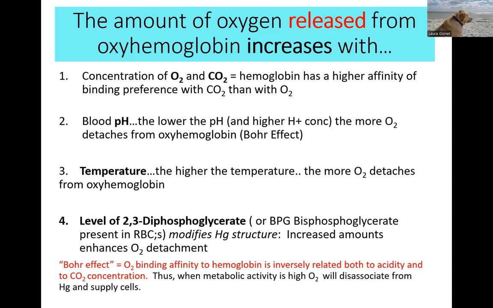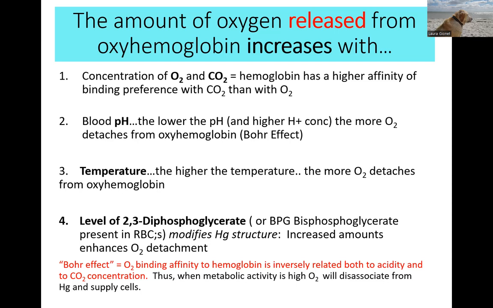Depending on your metabolic activity, how much your cells are working, will determine essentially how much carbon dioxide you're producing and how much you have to exhale. That's why you breathe more heavily when you're exercising. Yes, you need to get oxygen in, but you really need to get the carbon dioxide out.